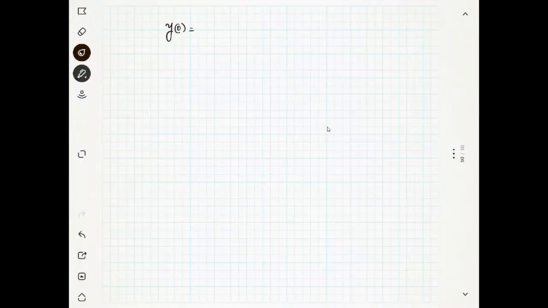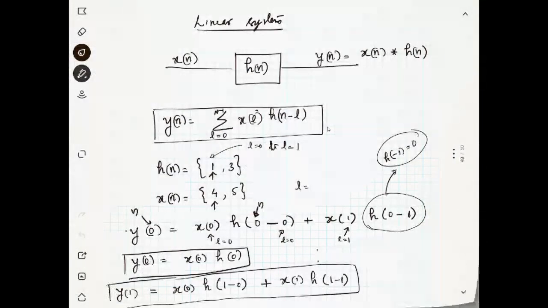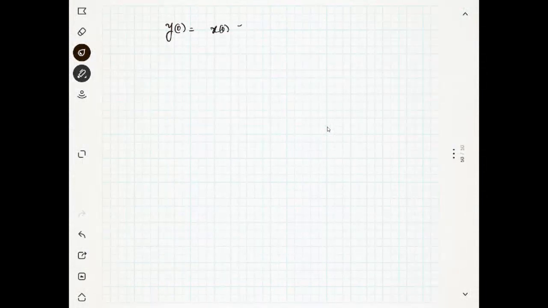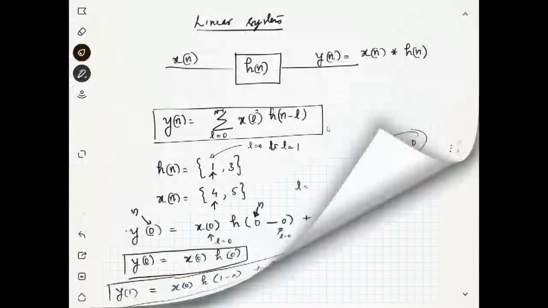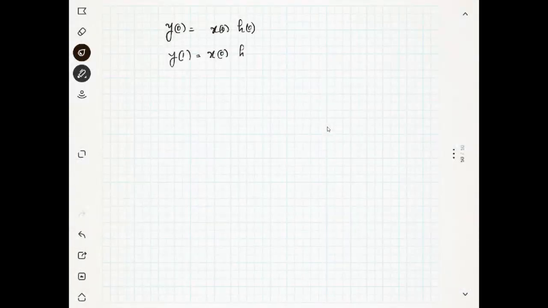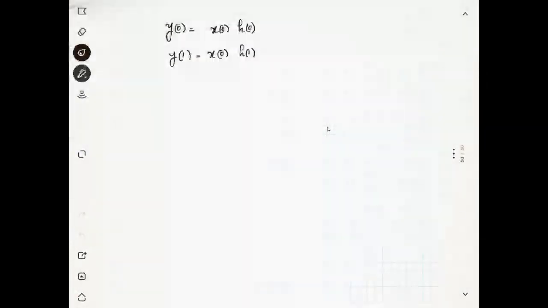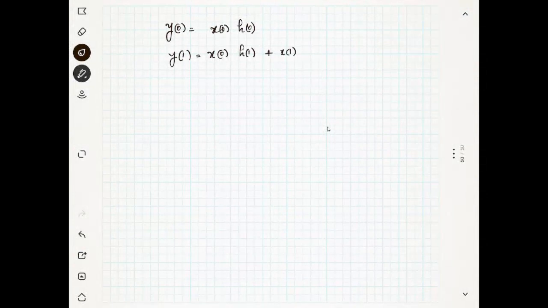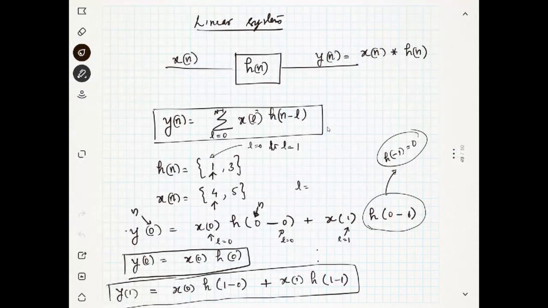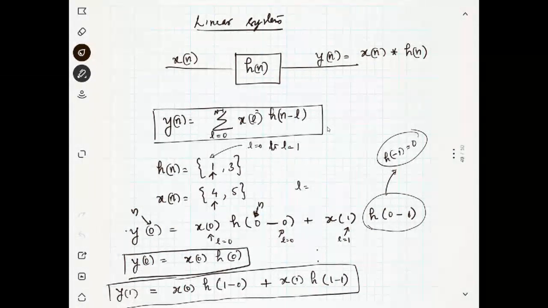y of 0 is equal to x of 0 into h of 0, and y of 1 I will write as x of 0 into h of 1 plus x of 1 into h of 0, right? Do you agree with me in this regard? Yes, sir. Doctor, why do we start with x0 and y1?